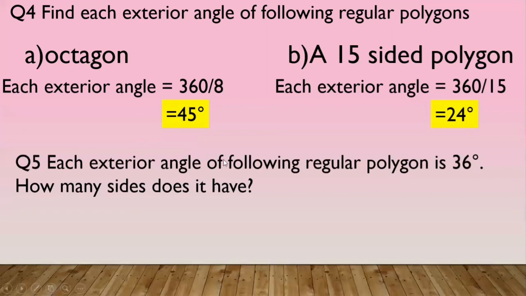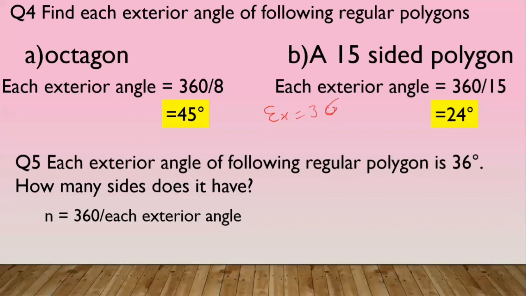Now each exterior angle of the following regular polygon is given to you as 36 degrees. How many sides does it have? We will be using this formula: the number of sides is equal to 360 divided by each exterior angle. How does this formula work, children? If each exterior angle is given by 360 divided by n, that means each exterior angle is equal to 360 divided by n. So if I have to find n, this n shifts over here. That is how you get the number of sides is equal to 360 divided by each exterior angle. Got this formula, children? Understood?